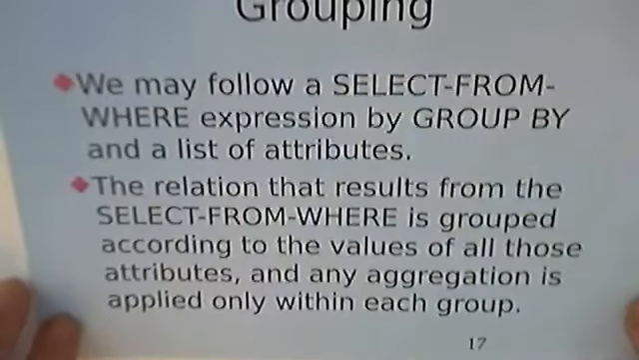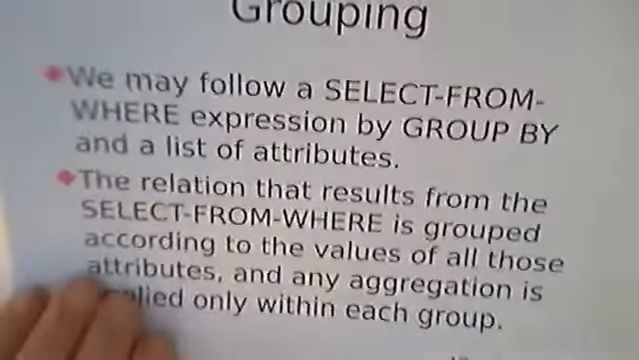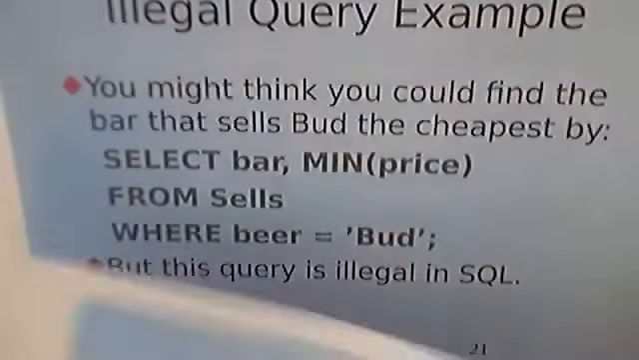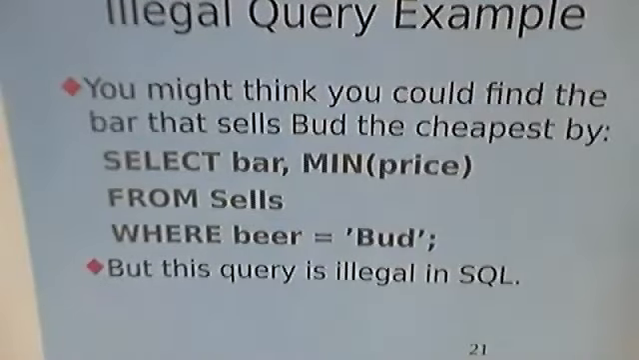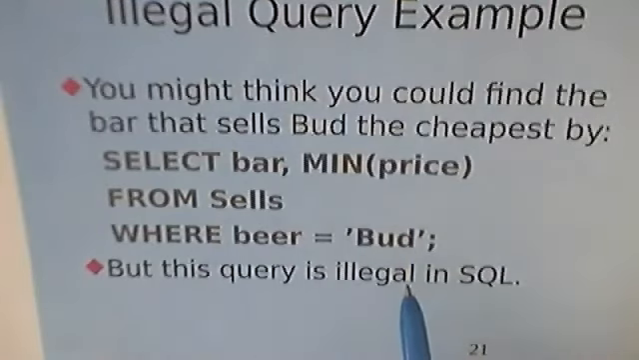All right, so grouping. We may follow select from where with group by a list of attributes. Let me see here. I think what happens here is the following. This is a very common mistake. A lot of times when you first start using these things, you'll get something like this. You might think you could find the bar that sells Bud the cheapest by writing: bar, give me the minimum price where the beer is Bud. Okay, so this is not going to be legal.